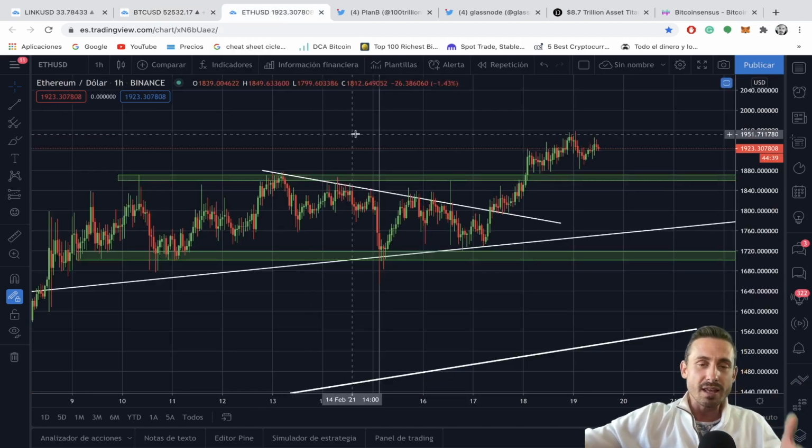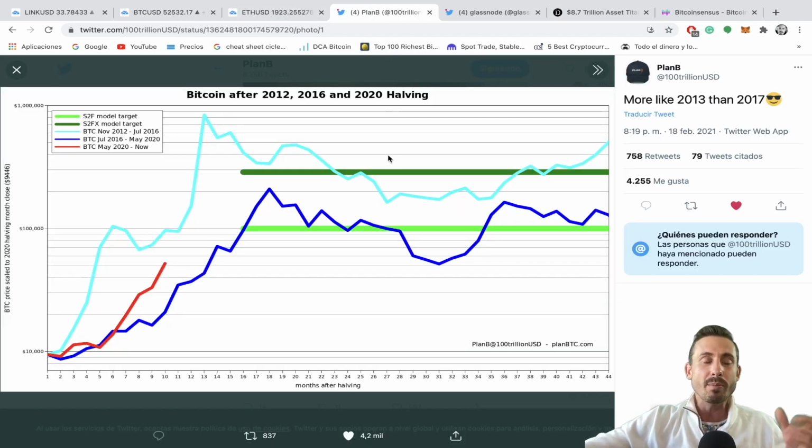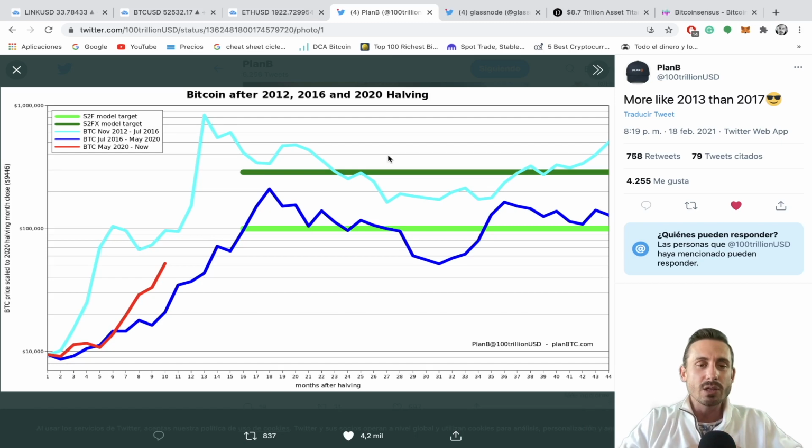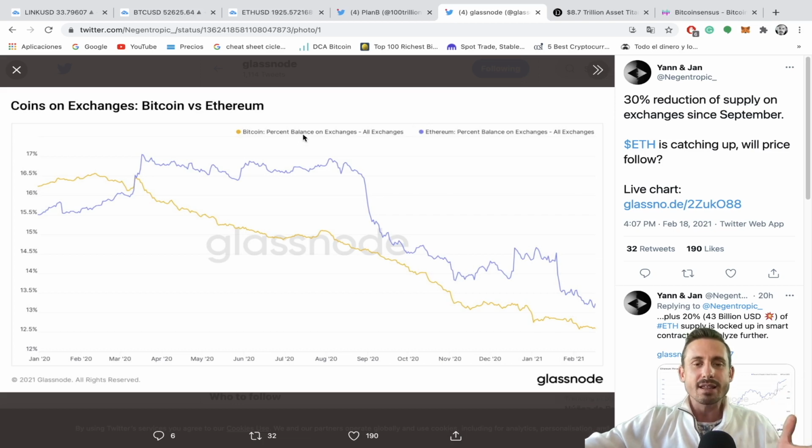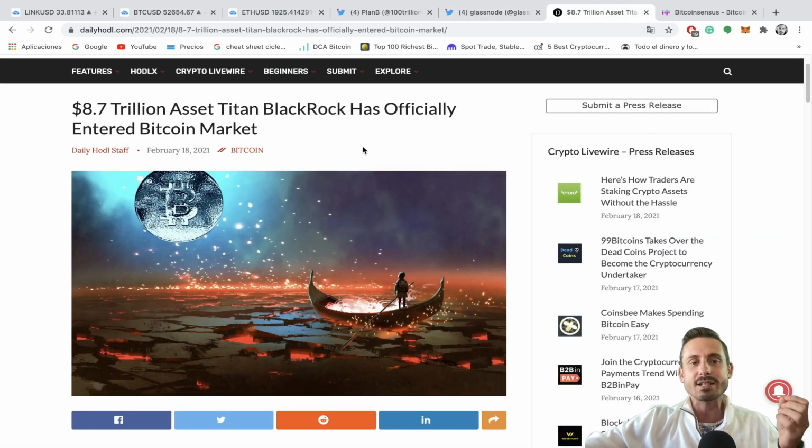We'll be checking out the Ethereum US dollar chart. Also, we'll be comparing the 2012 and 2016 performance of Bitcoin based on the stock to flow model. We'll be checking out how Bitcoin and Ethereum on exchanges are drying out, and how 8.7 trillion asset titan BlackRock has officially entered the Bitcoin market. All of this in today's episode.